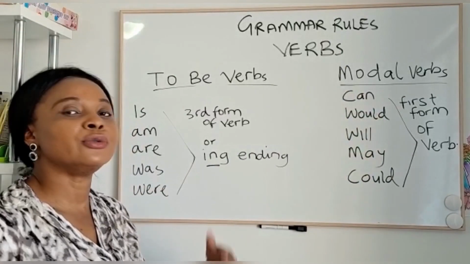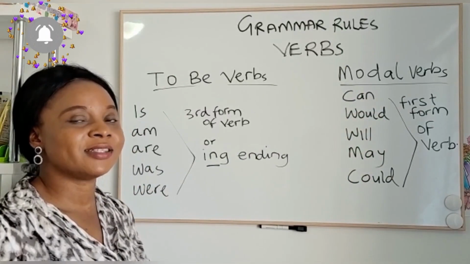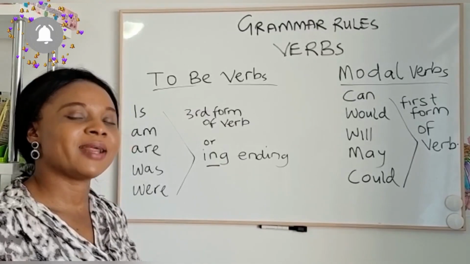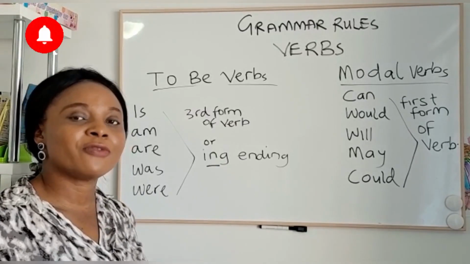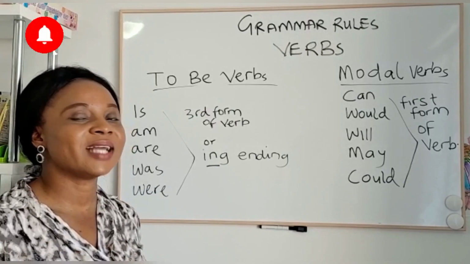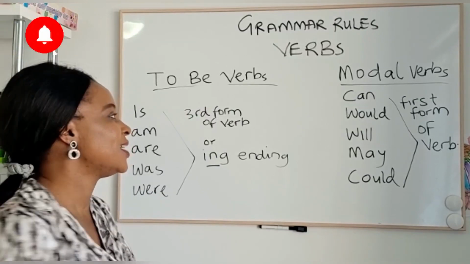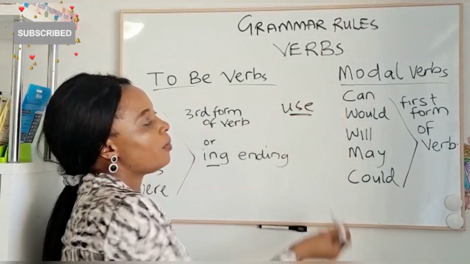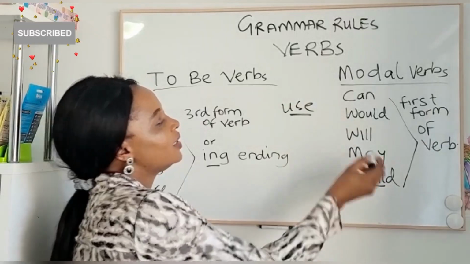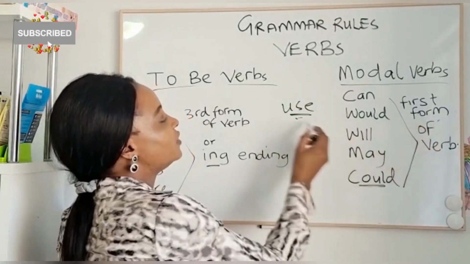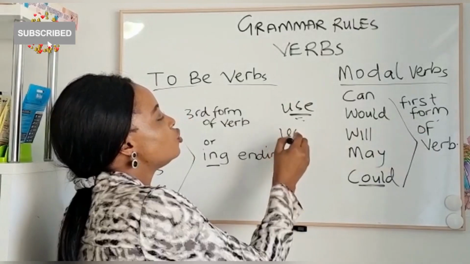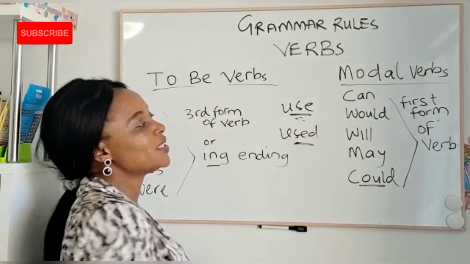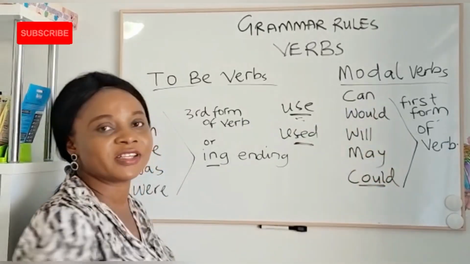For instance, I could do with your help. You see, could, do with your help. Or I could use your help. Better. I could use your help to fix my laptop. See the word use. I didn't say used. Look at the word here. Use. I could use your help because I'm using the modal verb. And this use is the first form of the verb use. If I had said used, it wouldn't work, because the rule says that modal verbs will go with the first form of the verb.